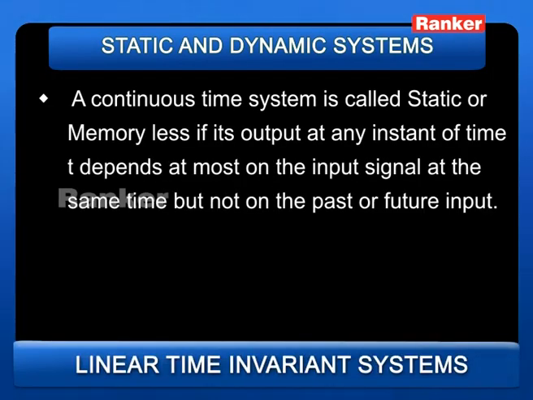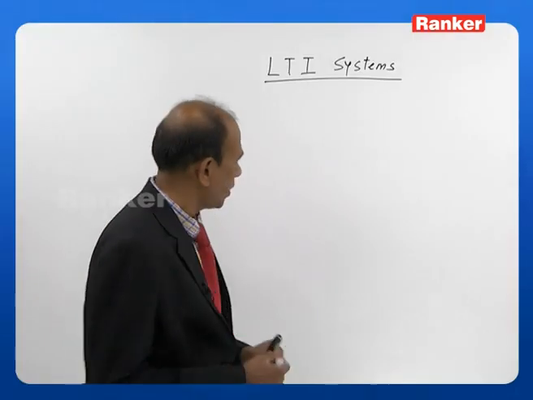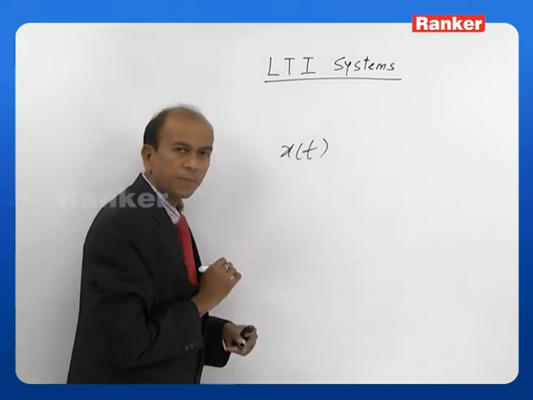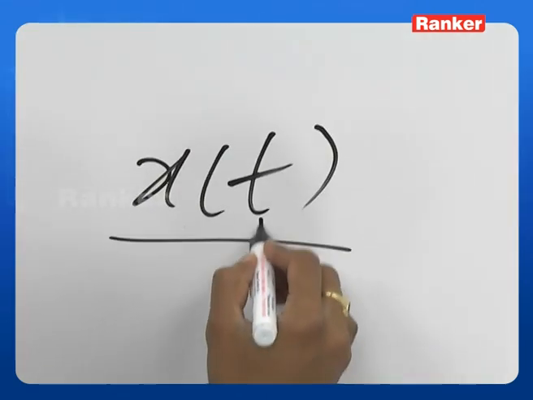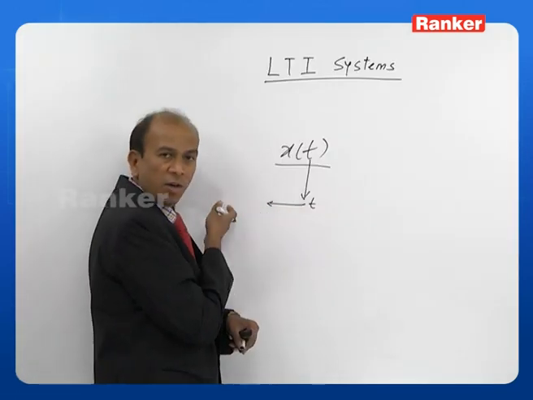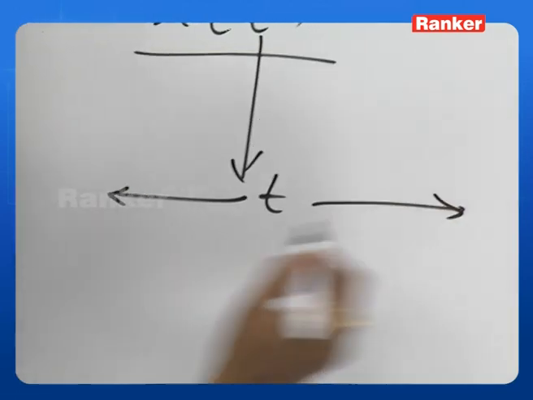So as we all know, a continuous time system is called static or memoryless if its output at any instant of time t depends at most on the input signal at the same time but not on the past or future inputs. So a static system is what? x of t is there. So this is defined only for t. That means neither is it defined for the past nor for the future.